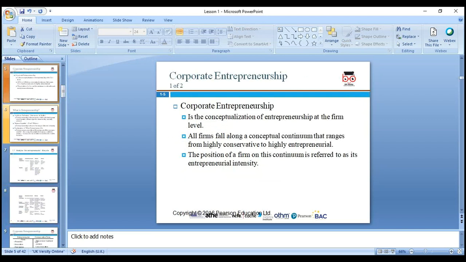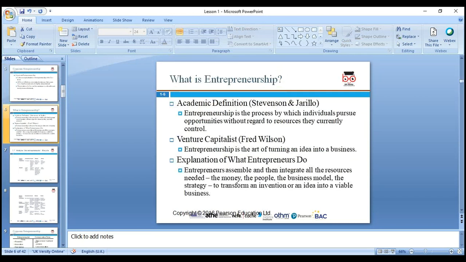Anybody, any question? Corporate entrepreneurship is the conceptualization of entrepreneurship at the firm level. So we need the corporate level. All firms fall along a conceptual continuum that ranges from highly conservative to highly entrepreneurial. The position of the firm is referred to as its entrepreneurial intensity, how much competition we have. So we'll go through the definition of what is meant by entrepreneurship. Anybody, any thought?